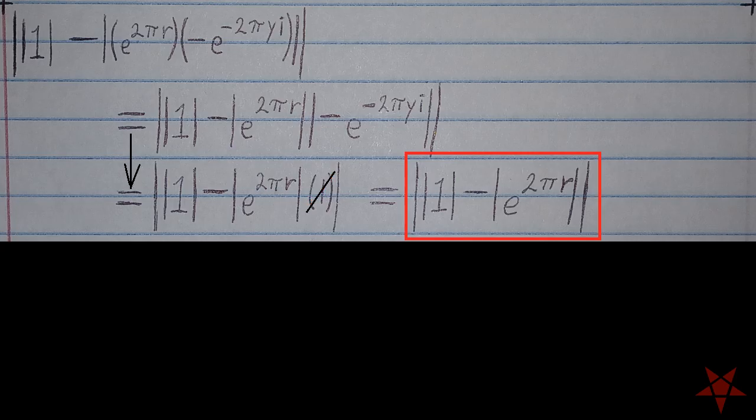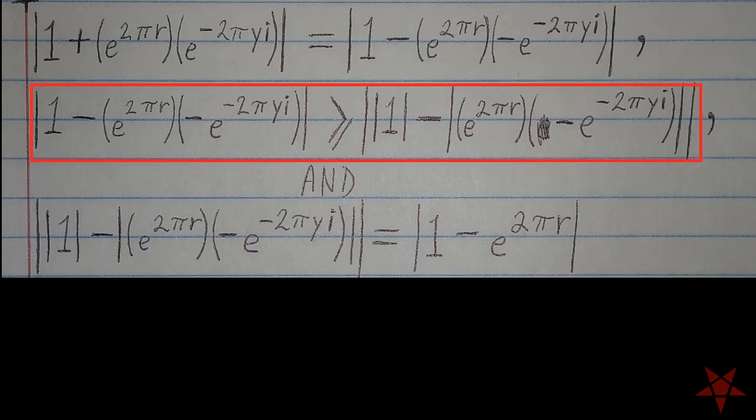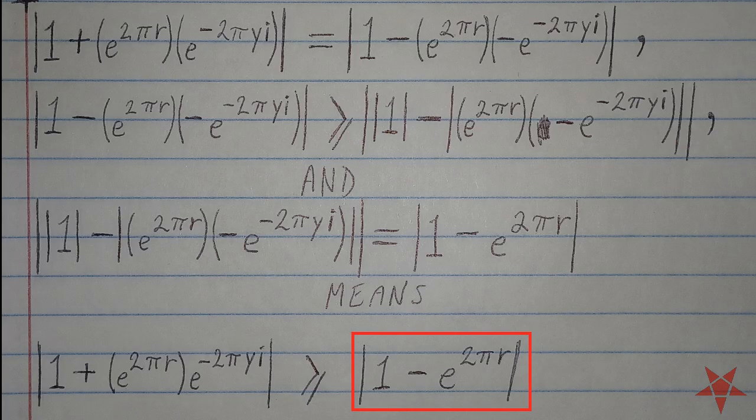Both of the remaining absolute values of 1 and e to the power of 2 pi little r are positive for real values of little r, so we are free to remove the inner absolute values. This leaves us with the absolute value of 1 minus e to the power of 2 pi little r. So if we take three of the previously described formulas and combine them, we can say that the absolute value of 1 plus the product of e to the power of 2 pi little r and e to the power of negative 2 pi yi is greater than or equal to the absolute value of 1 minus e to the power of 2 pi little r.